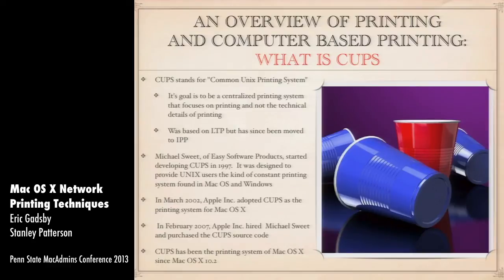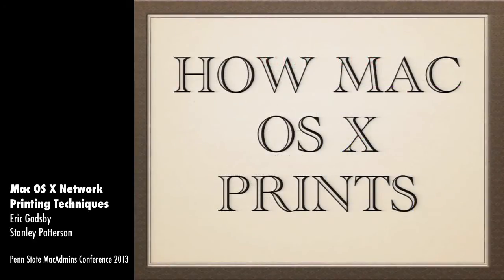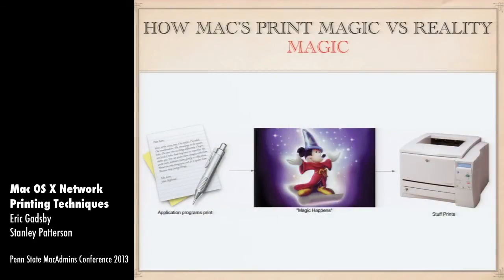Michael Sweet's Easy Software Products started developing CUPS in 1997, and it was designed to provide Unix users the kind of consistent printing that was found on both Mac OS and Windows. In March 2002, Apple Incorporated adopted CUPS as its printing system in Mac OS X. In 2007, they hired Michael and actually purchased the CUPS source code from him. By Mac OS X 10.2, it fully adopted CUPS as its printing system. It's sort of ironic that it starts off being modeled after Mac OS printing and then becomes Mac OS printing.